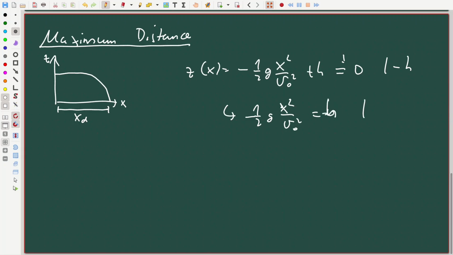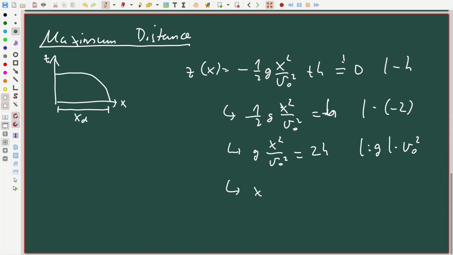And then we can, of course, multiply both sides with -2, and this then leads to g x squared divided by v0 squared, which is equal to 2 times h. And then in the next step, we can directly divide by g and multiply with v0 squared, and this results in x squared equals 2h v0 squared divided by g.